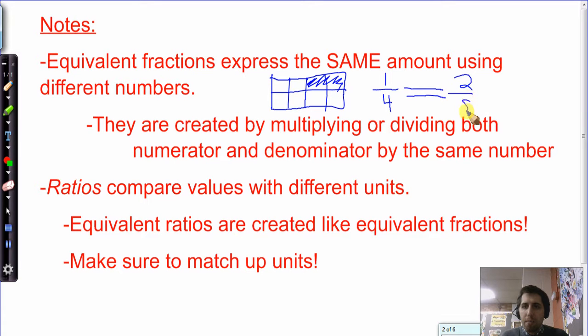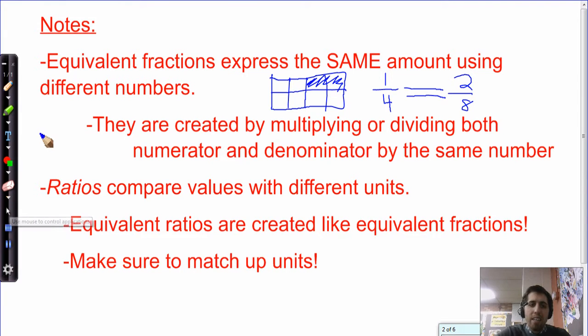And the reason that makes sense is because I doubled all the pieces. So of course the ones shaded got doubled. So that's why we know that equivalent fractions are created by multiplying or dividing both numerator and denominator by the same number. So that's what happens when we create equivalent fractions.